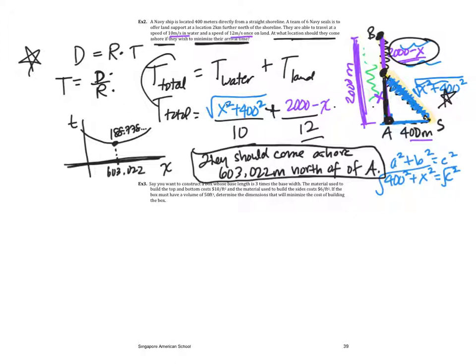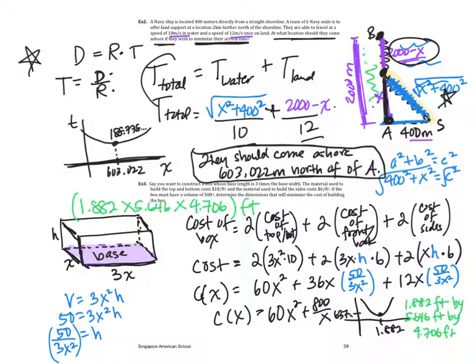Okay, moving on to example 3. Again, I can't move my paper. I don't know why. So this one I would say try on your own. I would pause right now and try the whole thing on your own and see if you can set it up. All right, so let me talk you through it. You should have gotten 1.882 feet by 5.646 feet by 4.706 feet.